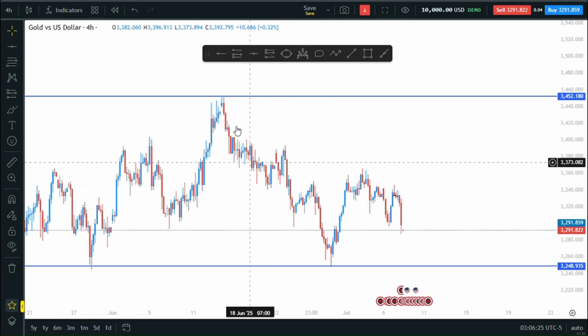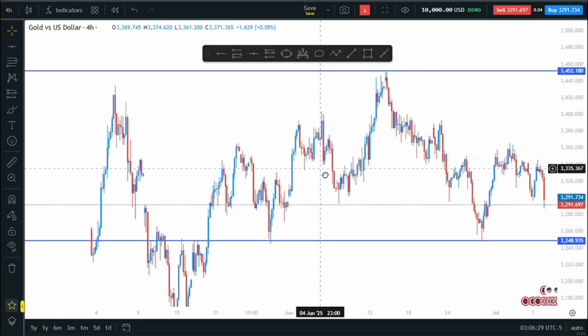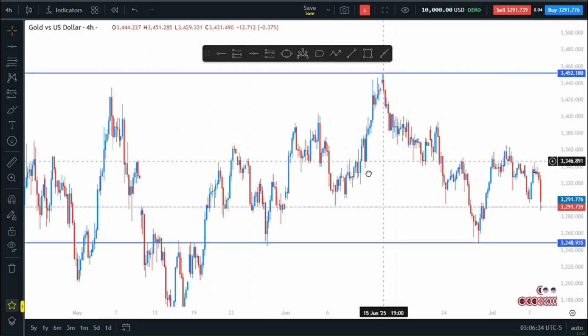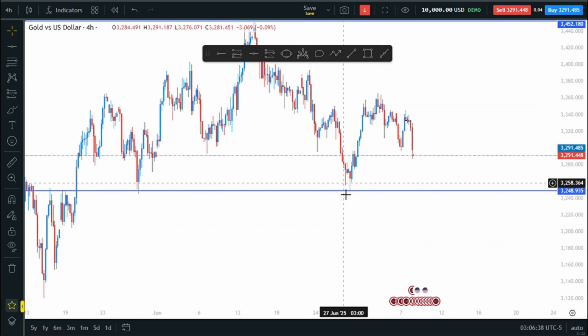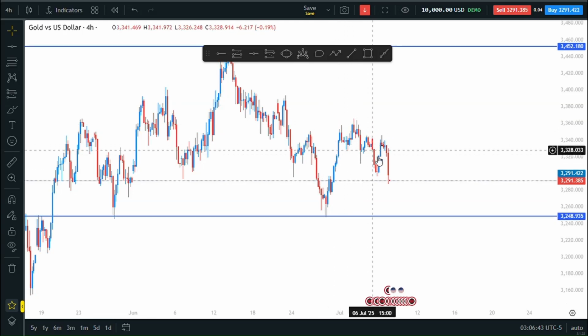And as you can see, gold has been having some choppy conditions or ranging conditions. We have been going up for some time and then we still get down to this level but not being able to break it, and then bouncing off from this level again and being able to continue up to the upside.